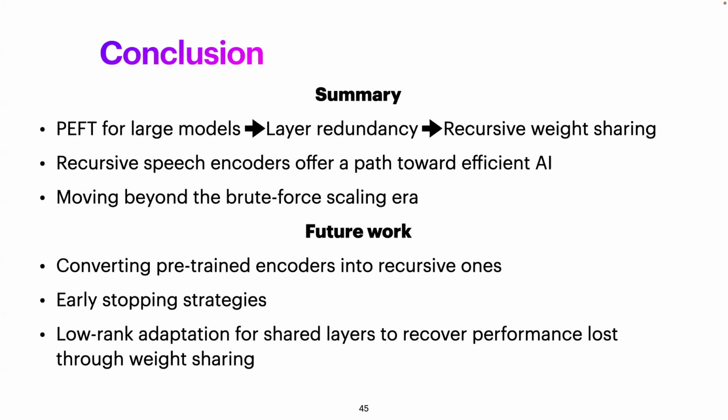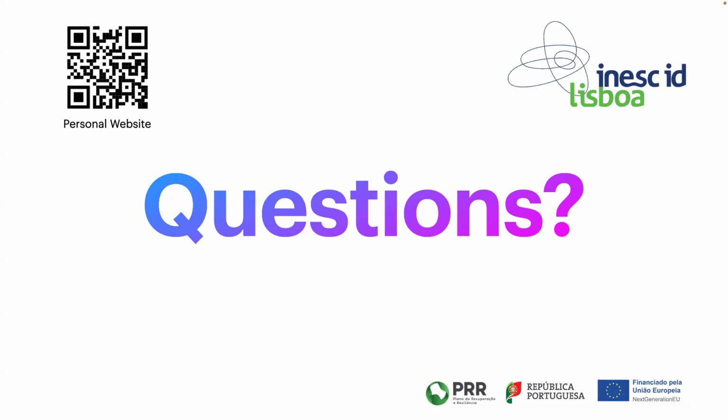What we're trying to do right now is convert pre-trained models that are non-looping into looping ones, because we saw that it's possible. We would also like to investigate early stopping strategies, as I said, maybe silent frames don't need as much looping as complex phonetic frames. And because we're sharing, we're going to lose a bit of degrees of freedom in the expressiveness of the layers. So maybe adding some kind of low-rank adaptation will help to recover the performance that is lost. And yeah, I think that's it.